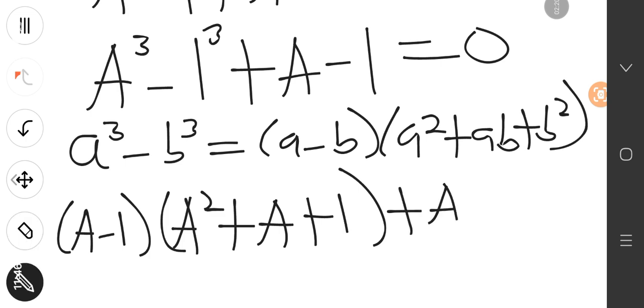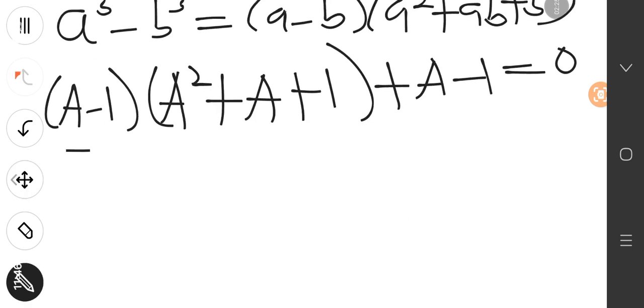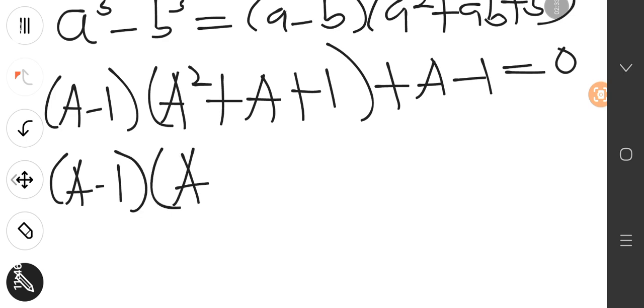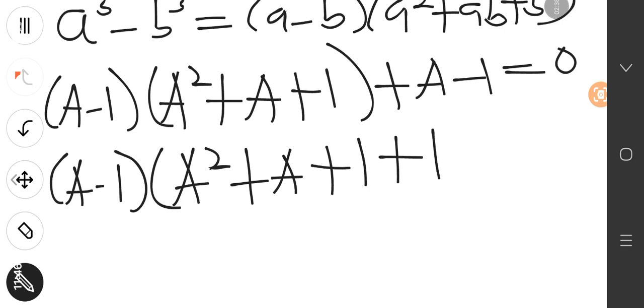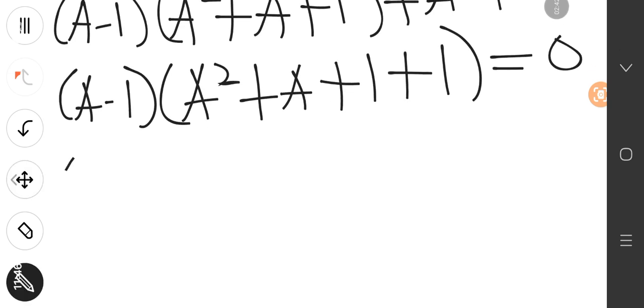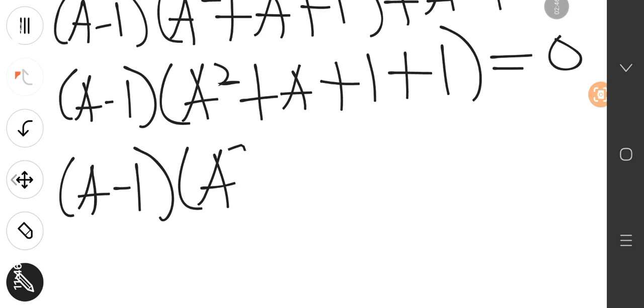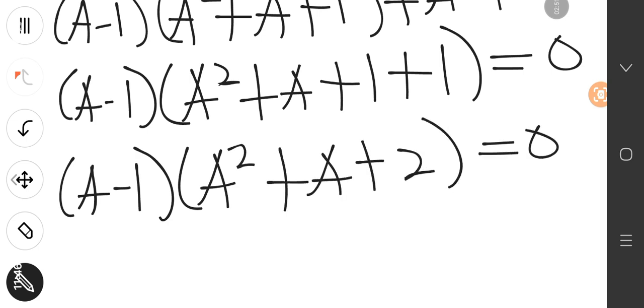plus a minus 1 equals 0. All right. Now you can see a minus 1 here. You can see a minus 1 here. So let's factorize. So you have a minus 1 out, and then you have a squared plus a plus 1 plus 1 equals 0. So our equation becomes a minus 1 times a squared plus a plus 2 equals 0.